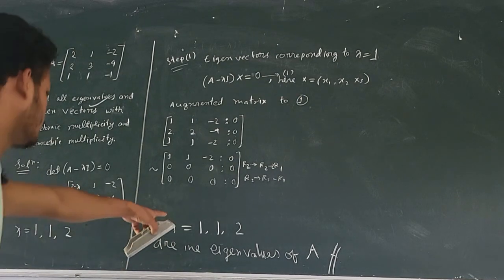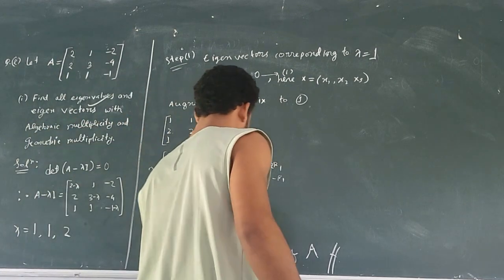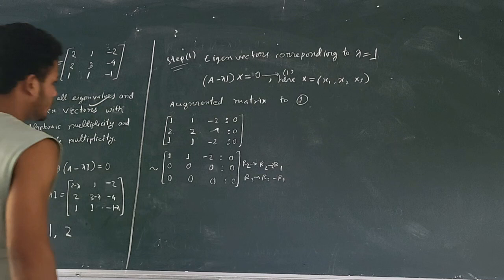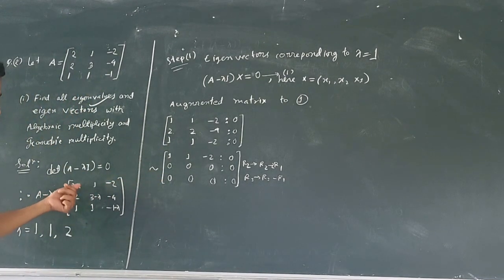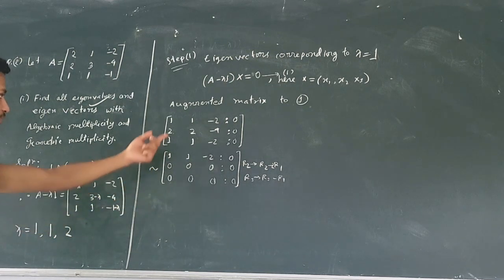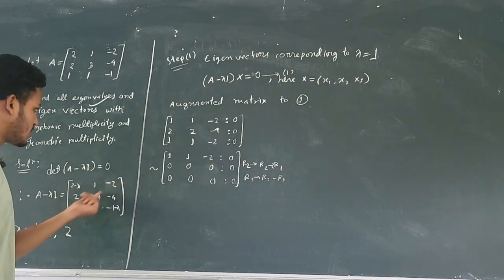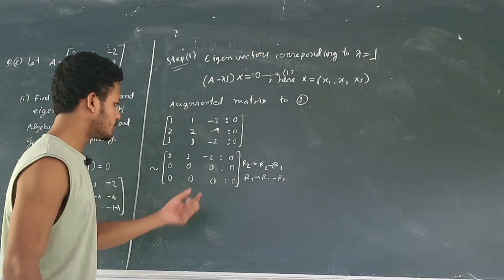Okay. So this matrix is obtained by putting lambda is equal to 1 here. Lambda is equal to 1, put here. So we have obtained this matrix. This matrix is obtained by putting lambda is equal to 1, and then we have performed the row operation here.